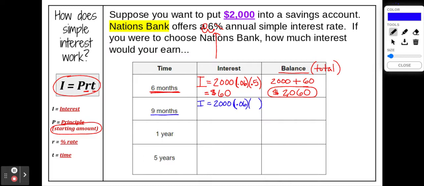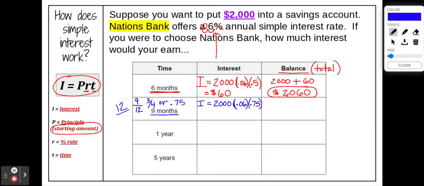And now I want to multiply it by the time. But 9 months is not quite a year. Remember, 12 months is a year. What fraction of a year is 9 months? Well, this is 9 months out of 12. So if I simplified this fraction, if I divided the top and bottom by 3, that would be 3/4 of a year. So I could put 3/4 in there if my calculator does fractions, or I could change 3/4 into a decimal. 3 divided by 4 is 0.75. Maybe it's easier for you to do that. So we can just type in 0.75 because that's 3/4 of a year.